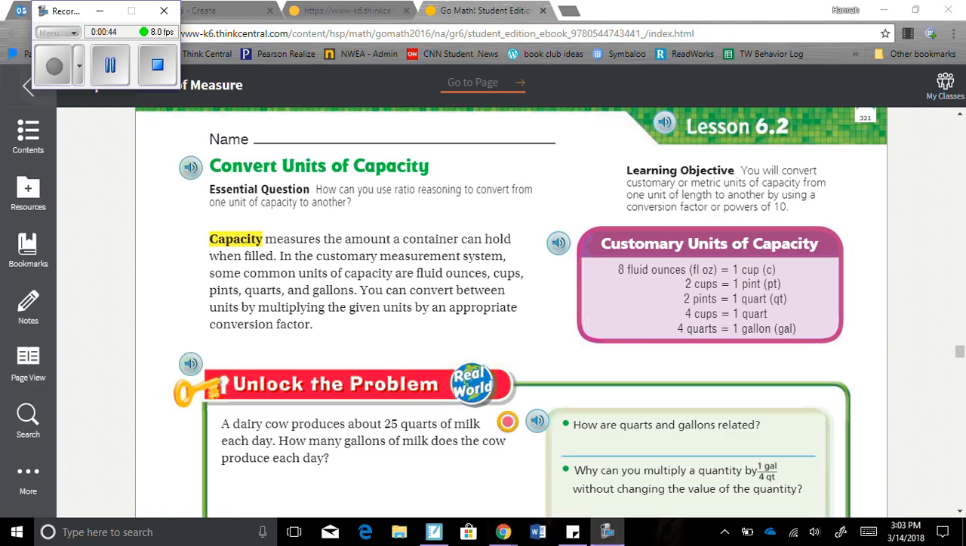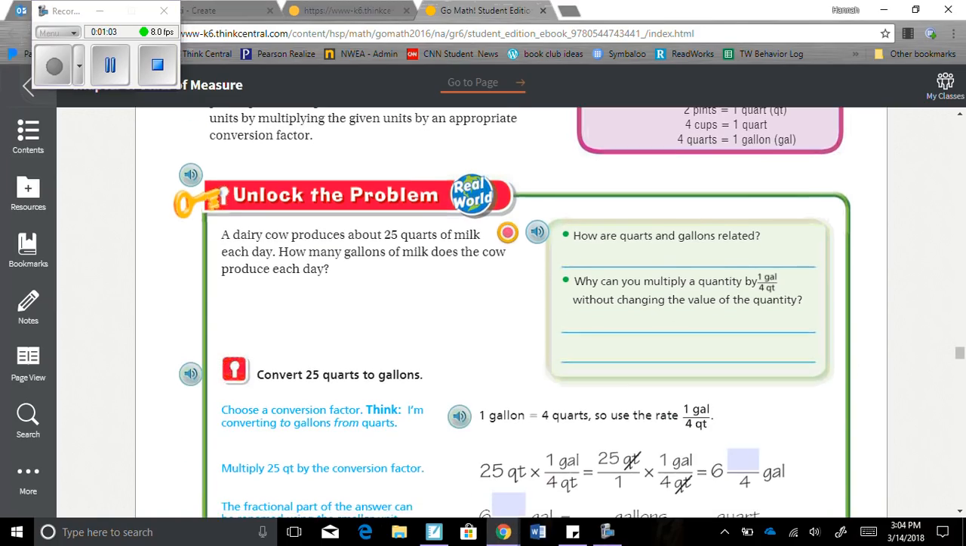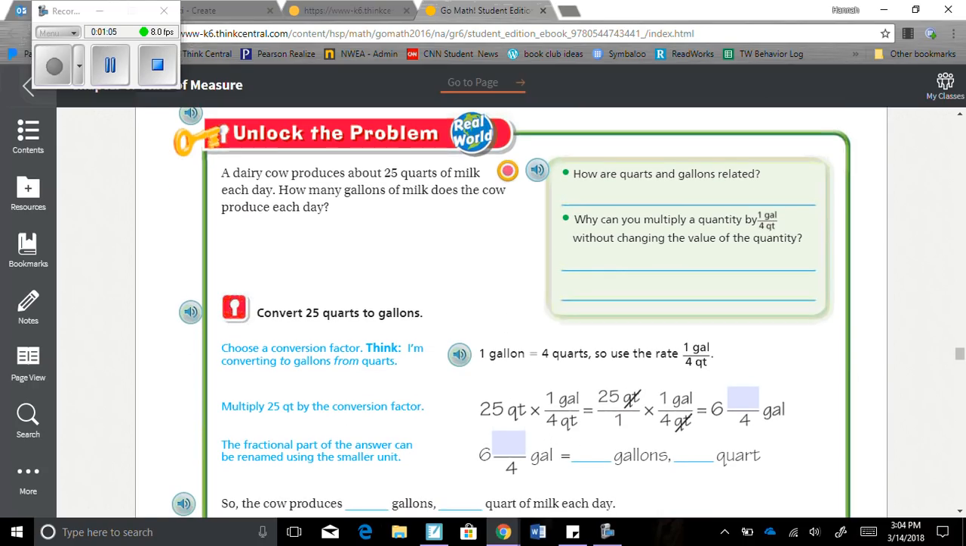Over here on the right in that little purple box, it says customary units of capacity. These are some that you should probably go ahead and memorize. There's 8 fluid ounces in 1 cup, 2 cups in 1 pint, 2 pints in 1 quart, 4 cups in 1 quart, and 4 quarts in 1 gallon. Reference that throughout the lesson.